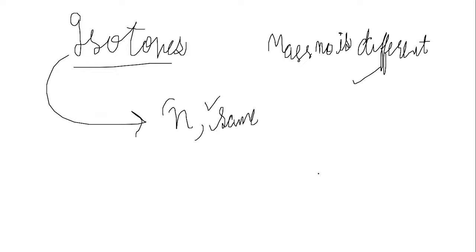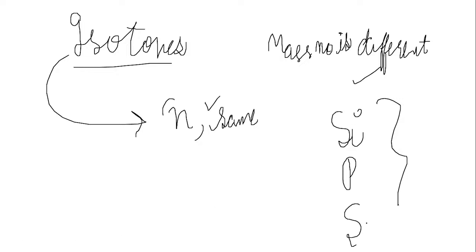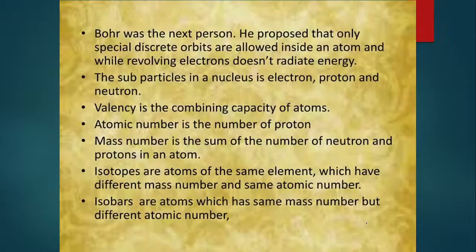फॉर एग्जाम्पल, सिलिकॉन and phosphorus are isotones of each other. Sulfur is also one of the isotone of these. Clear? These all three are isotones of each other. Clear? Yes or no?